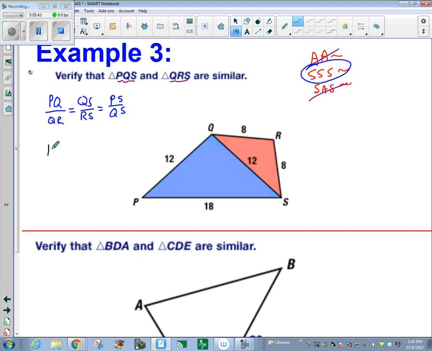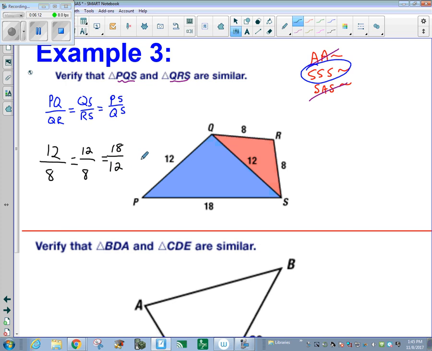PQ is 12. QR is right here, if I get the right side, 8. All right, so let's see if the side QS, which is also 12, is similar to RS. RS is 8 here. So far these guys are equal, that's great. And then the last one we've got to look at is PS here. 18 is to, well, QS, which is 12.